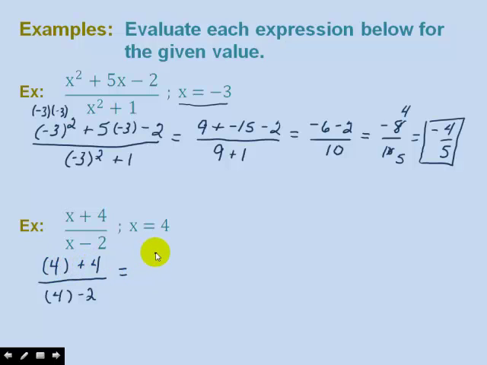So on the top we have 4 plus 4, which is 8. In the denominator we have 4 minus 2, which is 2. And now that we've simplified each one of those separately, we can cancel out common factors. These have a common factor of 2. So if we cancel that, we get 4 on the top and a 1 on the bottom. And 4 over 1 we can just write in a simpler form as 4.